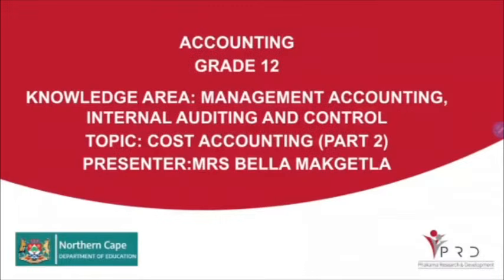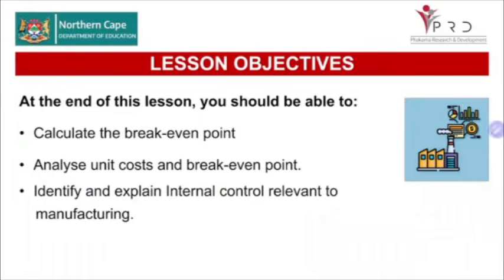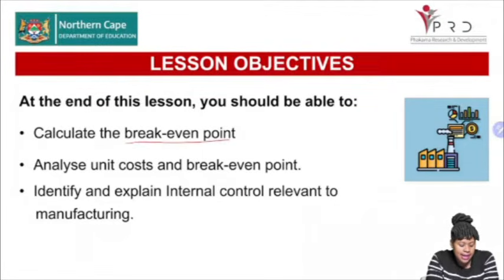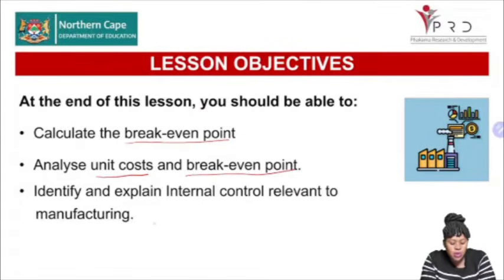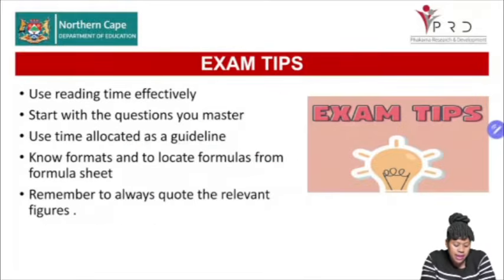On today's lesson, we will be looking at our cost accounting. This is a continuation of the previous lessons that we had relative to cost accounting. So we will be looking at our break-even point. By the end of this lesson, you must be able to calculate that. And you should also be able to analyze the unit costs and the break-even point and identify and explain internal control relevant to manufacturing. So these are the items that we'll be looking at today.